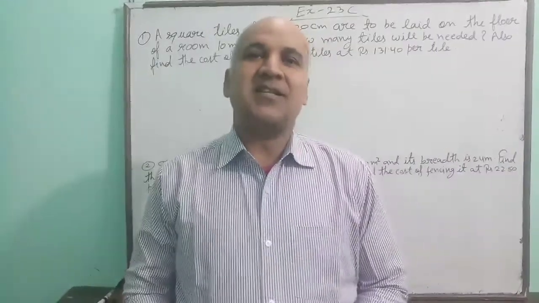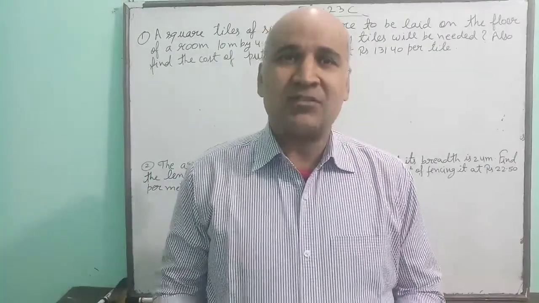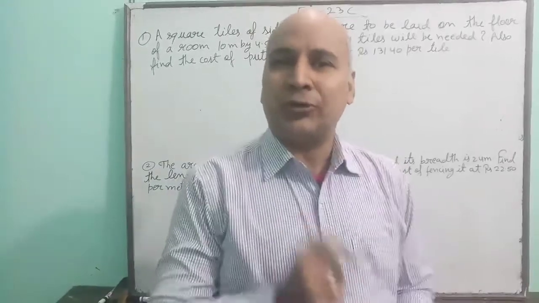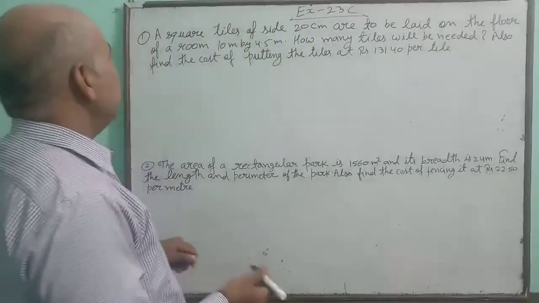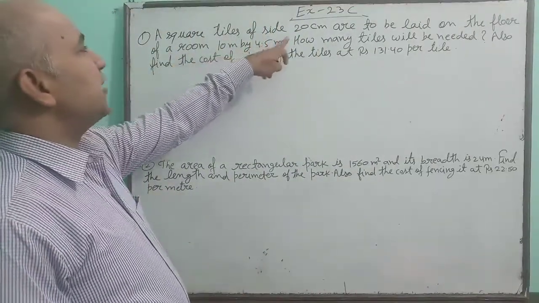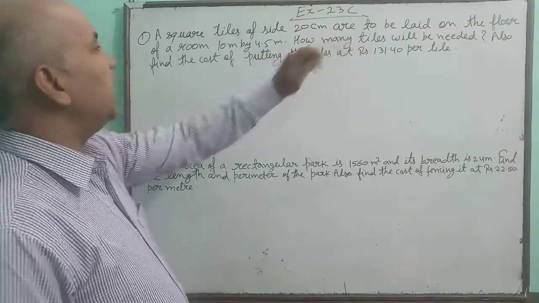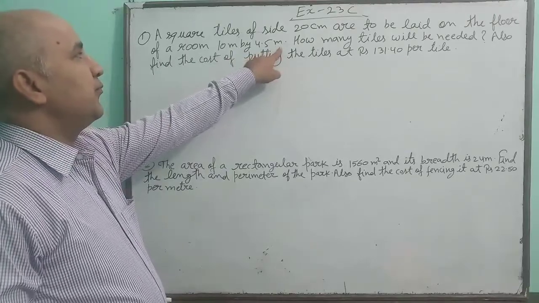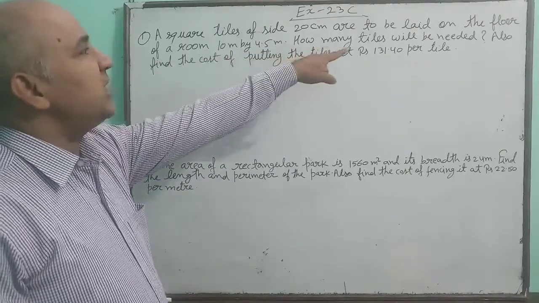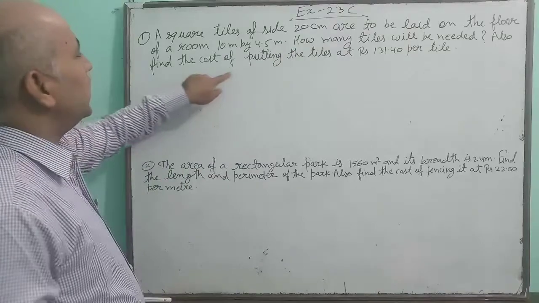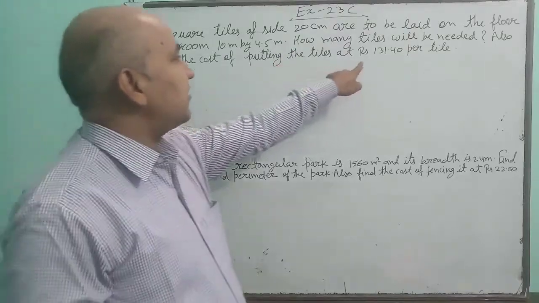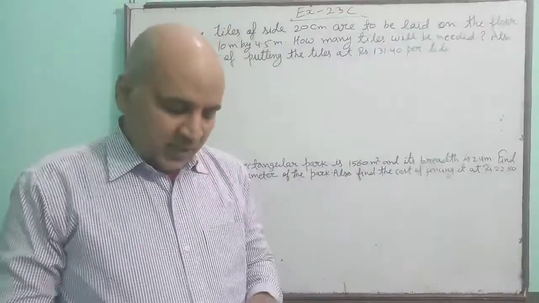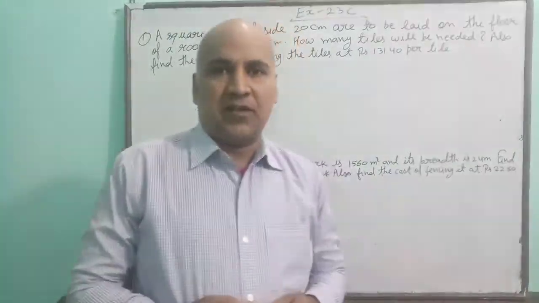Welcome back to mathematics class. We are studying the mensuration chapter, and we are going to continue exercise 23C today. See the question. Square tiles of side 20 cm are to be laid on the floor of a room 10 meters by 4.5 meters. How many tiles will be needed? Also find the cost of putting the tiles at the rate of 131.40 rupees per tile. See what the question is asking, children.